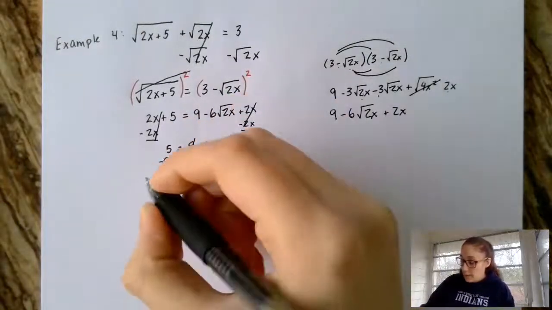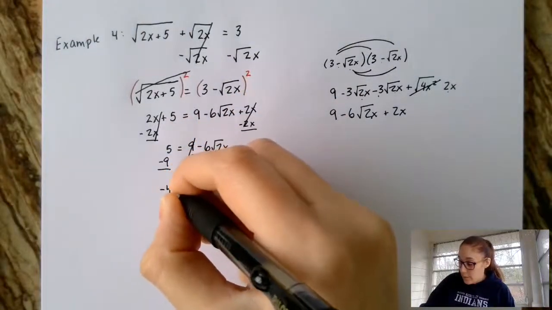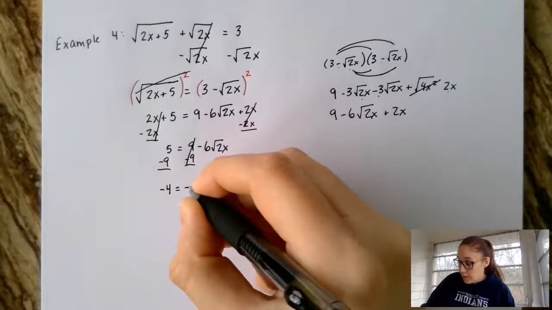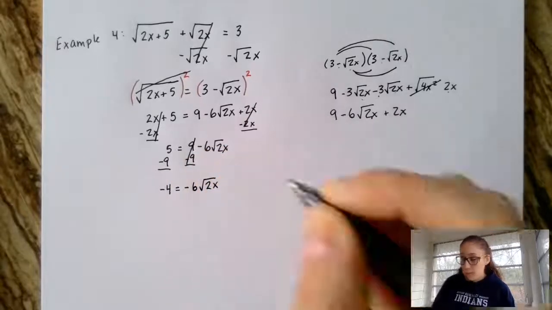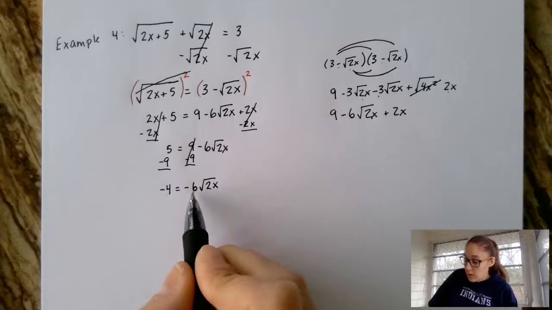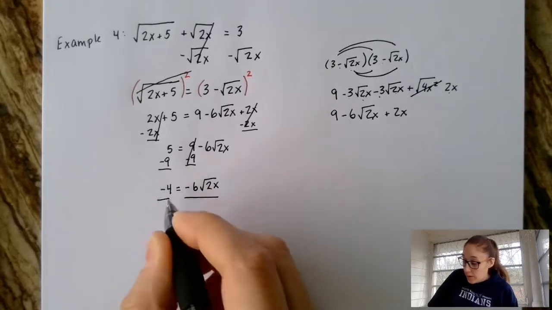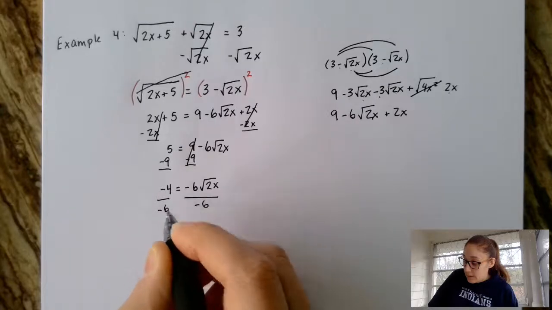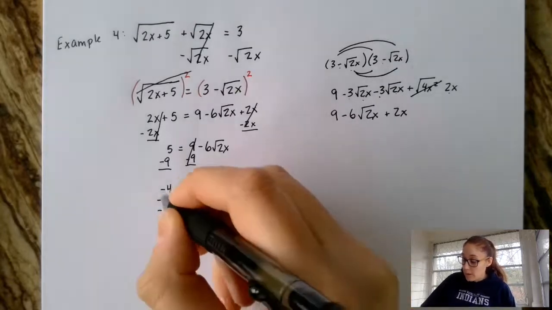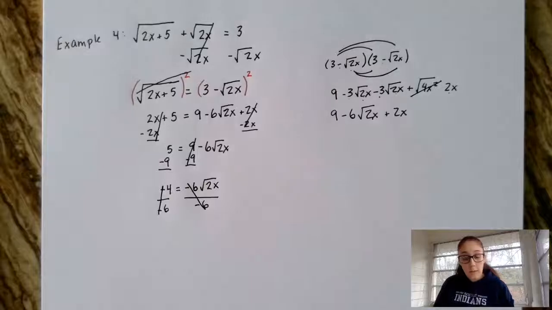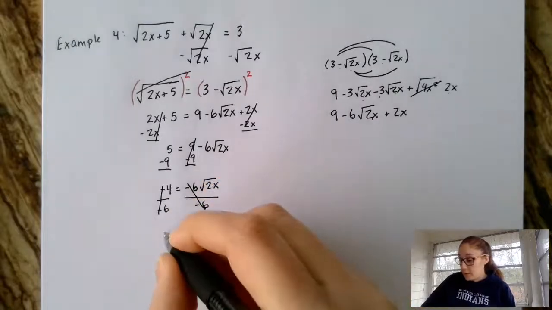Alright, so 5 minus 9 is negative 4. We have equals negative 6 radical 2x. So this negative 6 is multiplying the radical. So I can divide both sides by a negative 6. Right, these negatives cancel. 4 over 6 is 2/3.